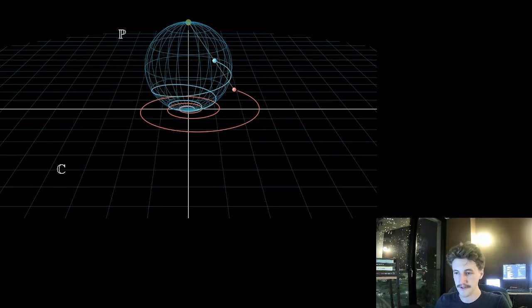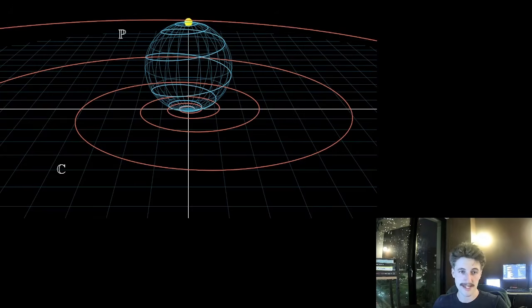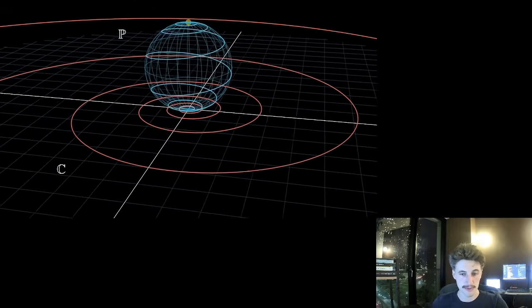So you can see here how a value in the projective space maps to a value in the complex plane. It's pretty much the same at first, but then as you zoom out and the number gets further and further away and closer to infinity, it ends up with a place to reach infinity in the projective space, whereas there is no such place on the complex plane.